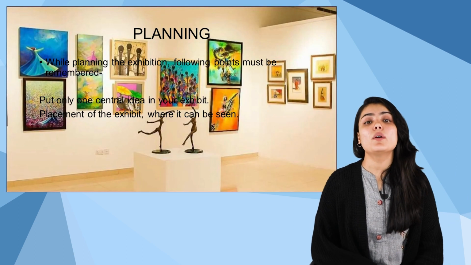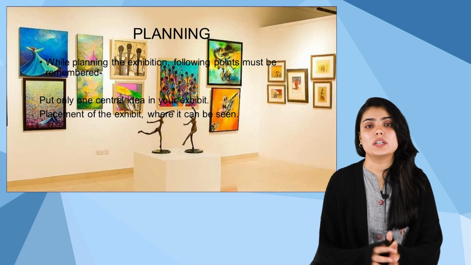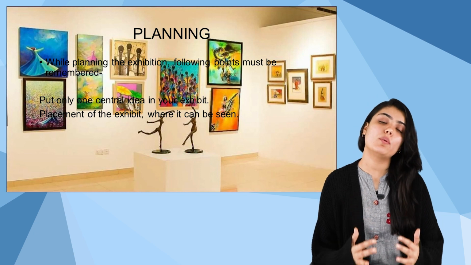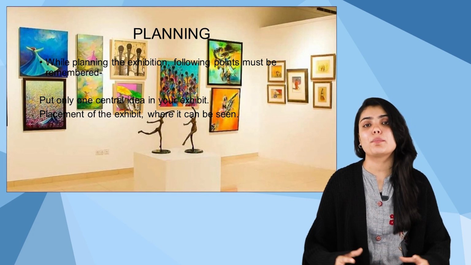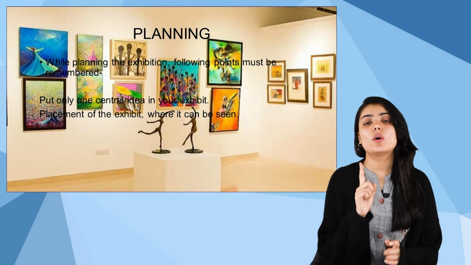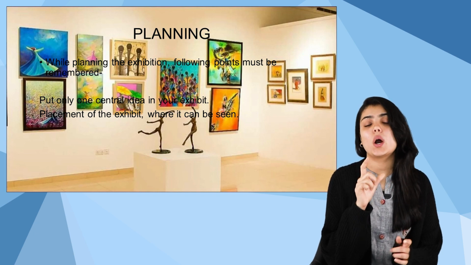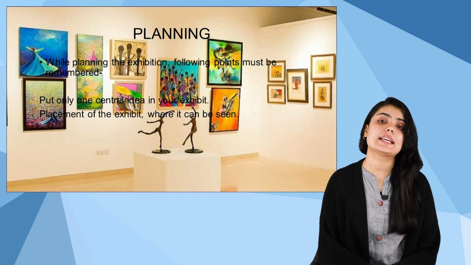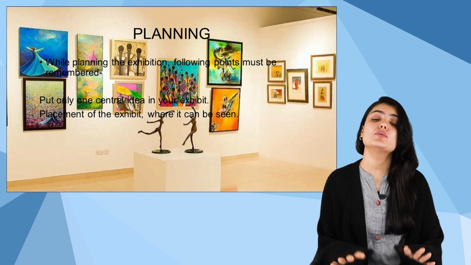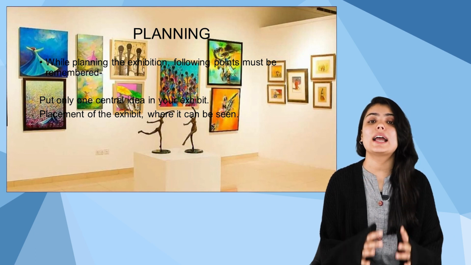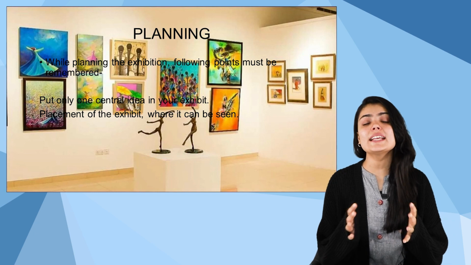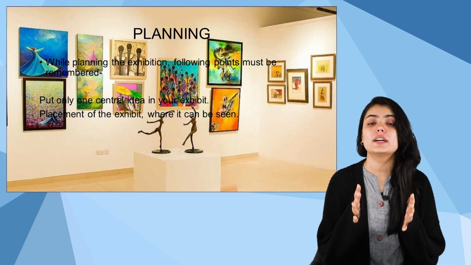Now let us see, how do we plan an exhibition? While planning the exhibition, the following points must be remembered by the participants or people actively involved. The first one is to put only one central idea on your exhibit, right? As I said, the theme must be a single theme. It must not be confusing for the people. So one single idea or one central idea must be focused on. The next one is placement of the exhibit.